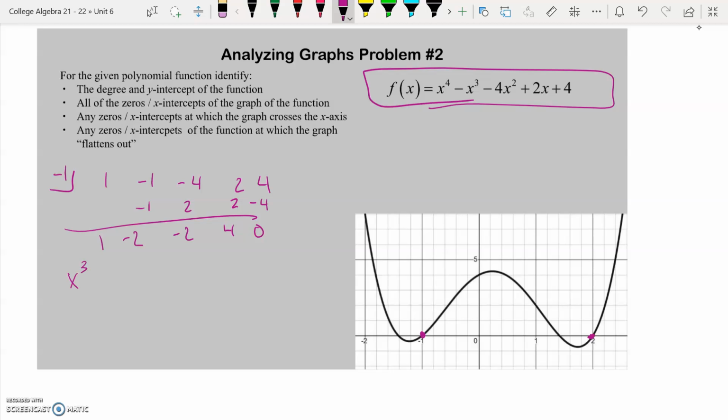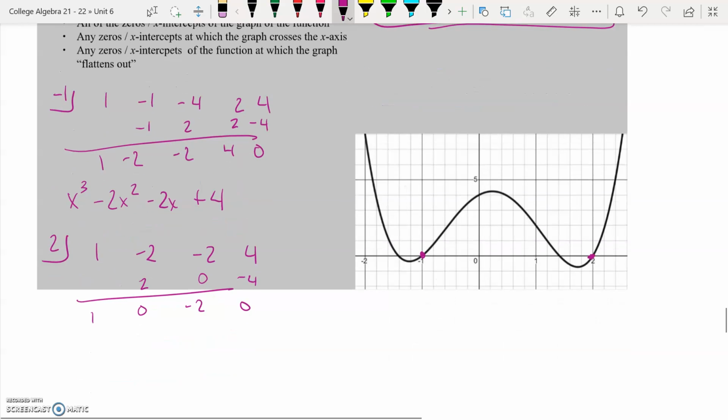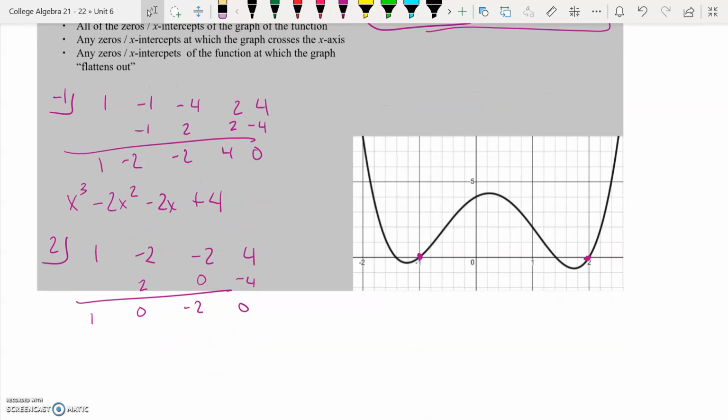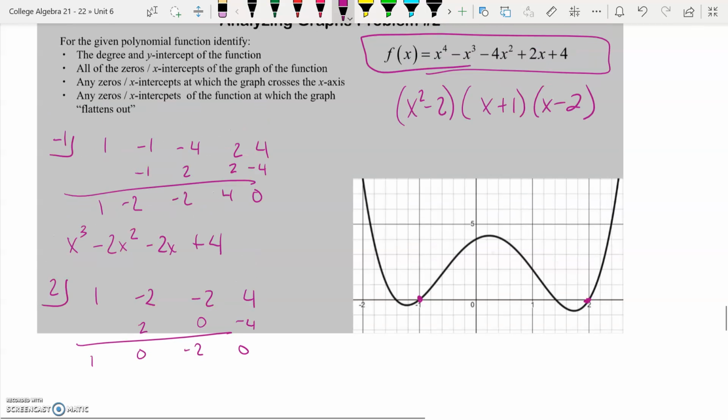So then I have x cubed minus 2x squared minus 2x plus 4. So then I figure out the other one, which would be 2. Again, you only use Desmos on this problem just because you have to do this type of factoring. So then I have x squared minus 2. I would also have x plus 1 and x minus 2 when I factor it.